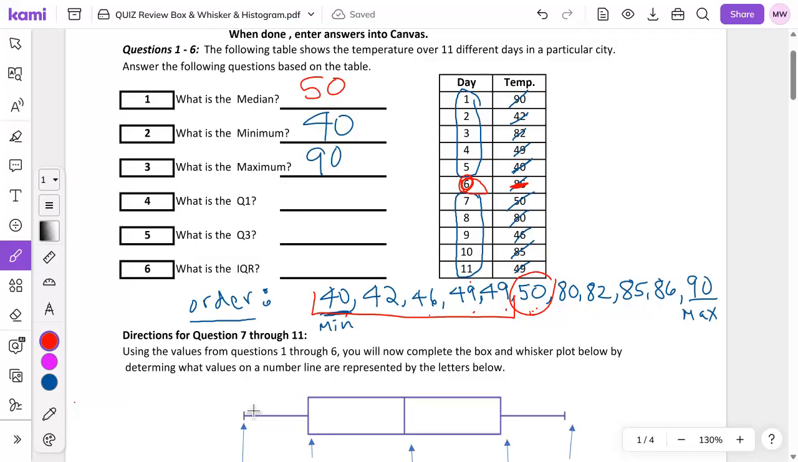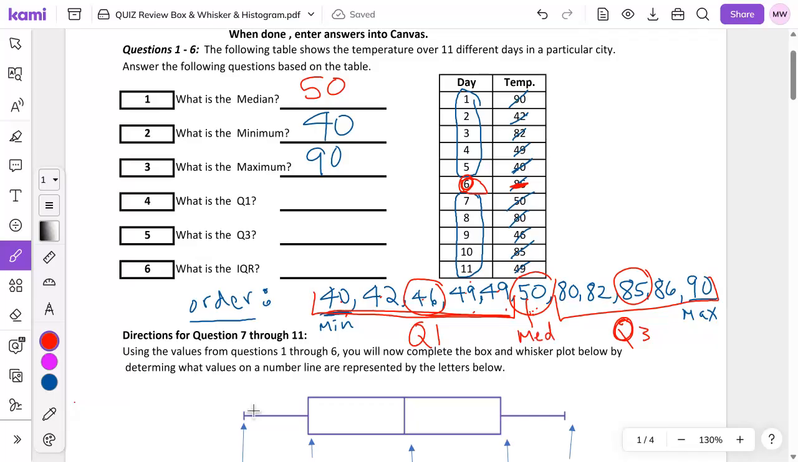So now we're going to take the median here. There's 1, 2, 3, 4, 5. So that means the median is going to be here. So that is your Q1. That's the median of the first half. The median of the second half is going to be the median here. So this is going to be the median for this group. That's Q3, okay? And then, of course, this is the median, okay?